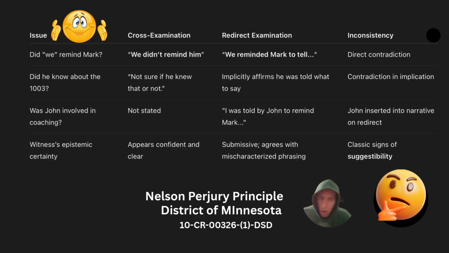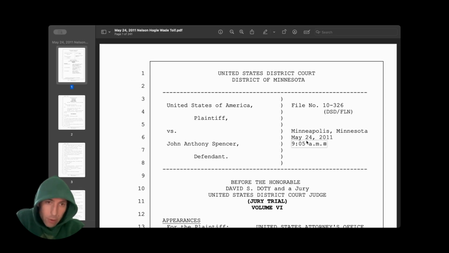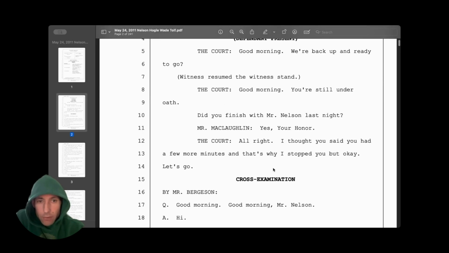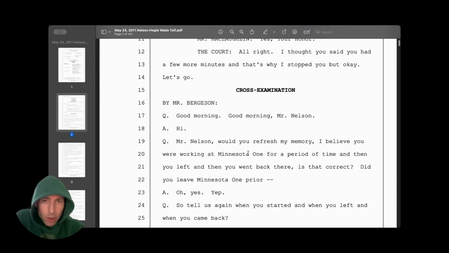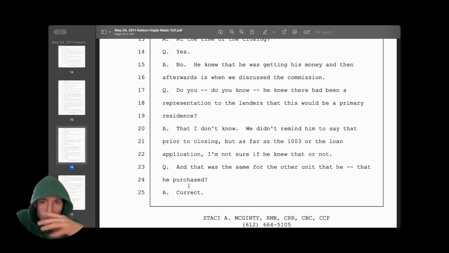We'll go back to the transcript. Okay, so this is document 151, trial transcripts from May 24th, 2011 in case 10-326. They're finishing up direct from this witness, Mr. Nelson, and we're going to go into cross-examination. Page 16, here's the base question, and it's on line 17. Question: Do you know he knew there had been representation to the lenders that this would be a primary residence? Answer: That I don't know.